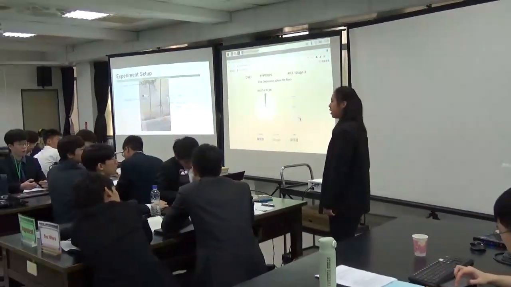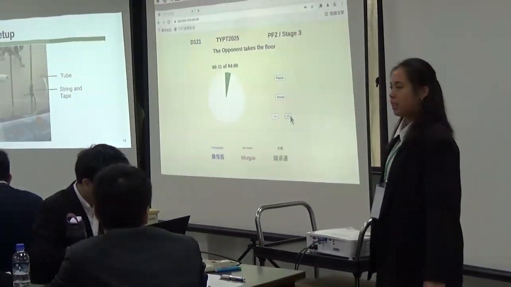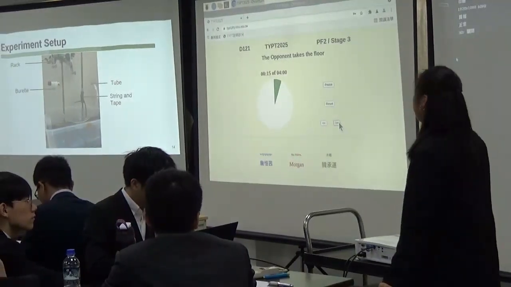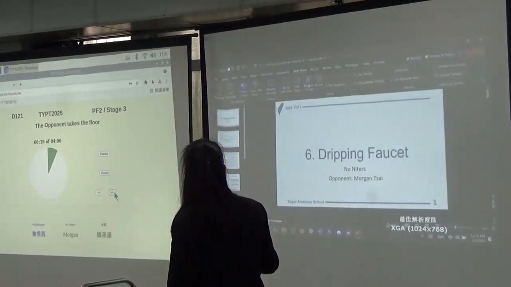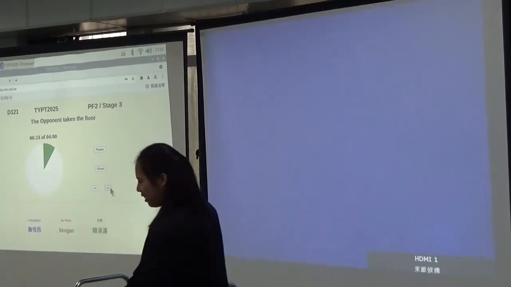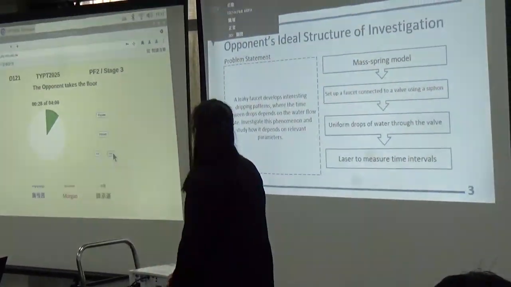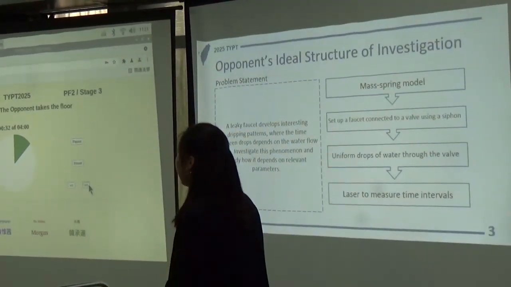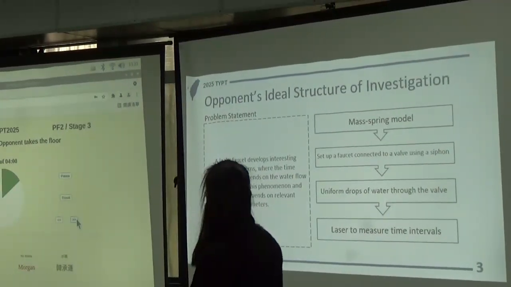I'm the opponent for now, and I'm going to be opposing topic number 6, dripping faucet. So first of all, let's start with the problem statement. A leaky faucet develops interesting dripping patterns where the time between the drops depends on the water flow rate. Investigate this phenomenon and study how it depends on relevant parameters.